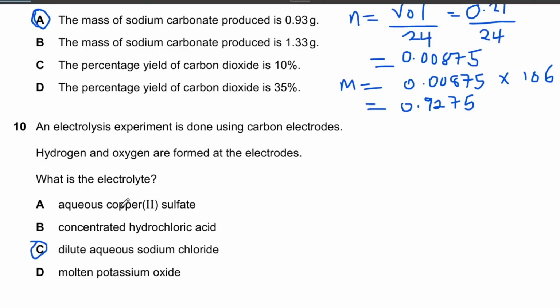If it were aqueous copper 2 sulfate, oxygen would be formed, but copper would be formed instead of hydrogen. So that is why A is wrong. If it were concentrated hydrochloric acid, it is hydrogen and chlorine that will be produced at the electrodes. If it were molten potassium oxide, potassium and oxygen are going to be formed at the electrodes, not hydrogen and oxygen. So our answer therefore is C.